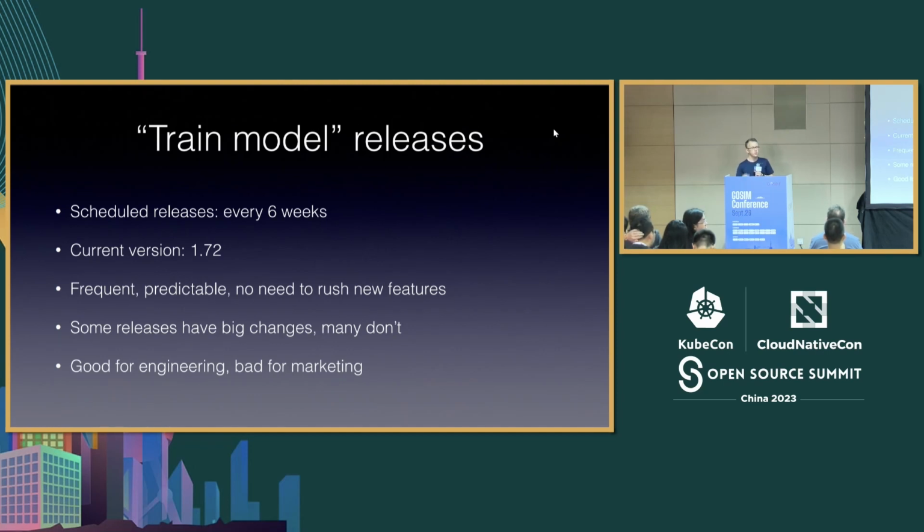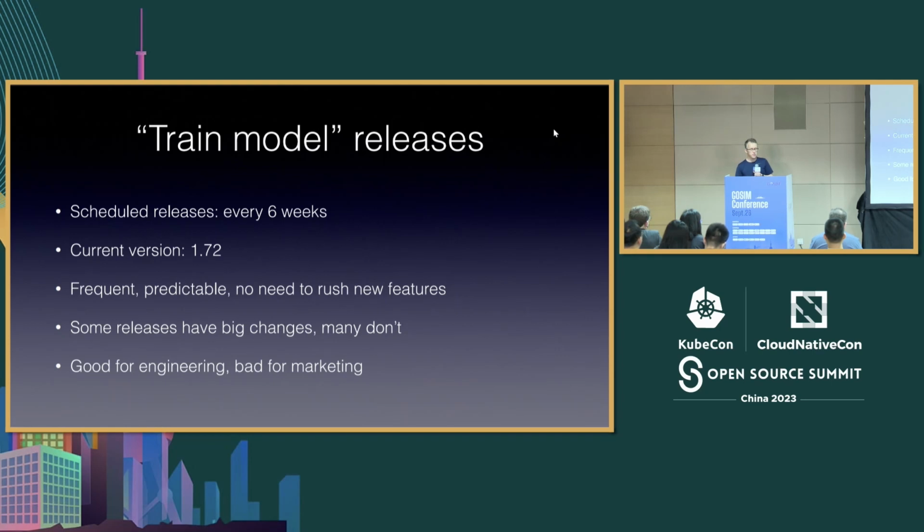So Rust uses a train model release system, and the idea here is you have scheduled releases. Every 6 weeks there is a new version. The current version is 1.72, and the good thing about this schedule is you have very frequent and predictable releases, which means if you're working on a new feature and you're trying to get it into a particular version, but you're running a little bit late, if you miss the version that you were aiming for, it's not a big deal. It's only 6 weeks until the next one, so you don't need to worry about getting something in when maybe it's not quite ready.